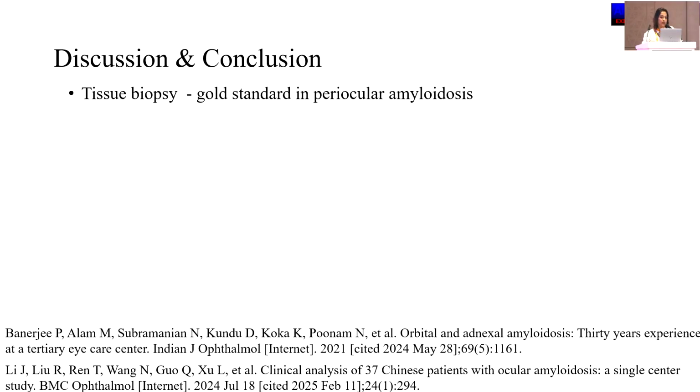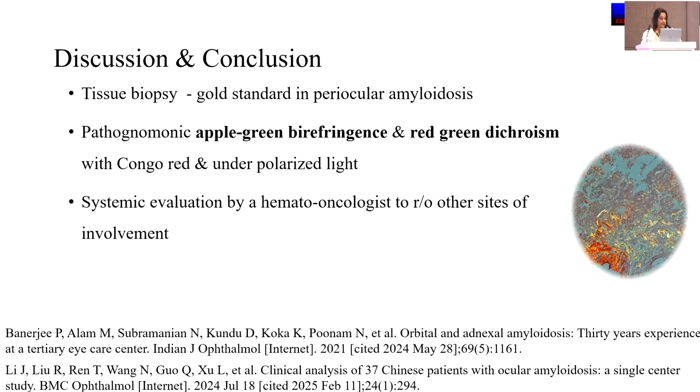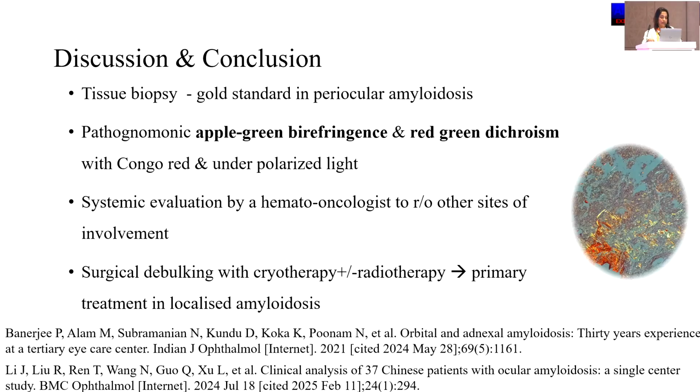Gold standard in periocular amyloidosis is a tissue biopsy, whereby we saw the typical features that are seen on histopathology. Systemic evaluation is to rule out any other systemic involvement by amyloidosis, since the management can vary in those cases. Surgical debulking with cryotherapy is suggested for periocular involvement of amyloidosis. This may be given along with radiotherapy, especially for deep-seated lesions, orbital lesions. And this is the primary treatment in case of localized amyloidosis.